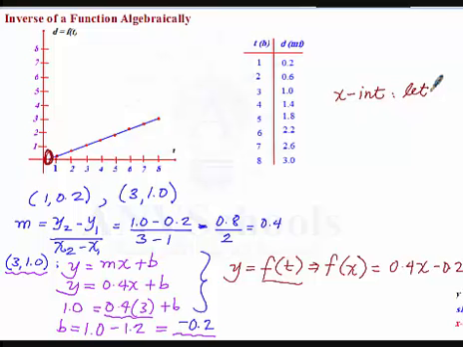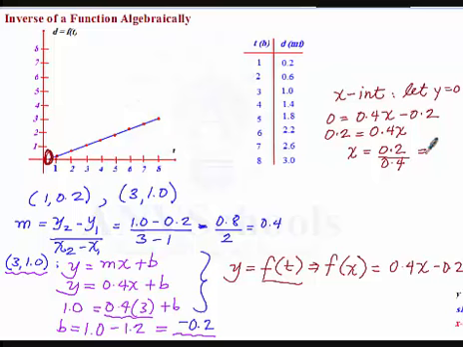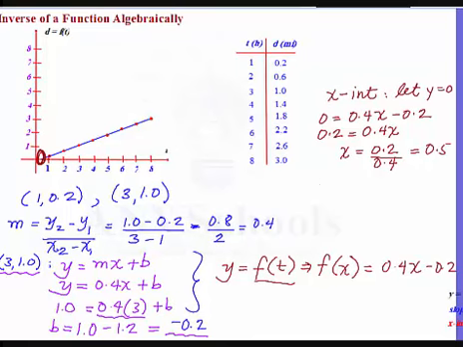let y is equal to 0. So if our y is equal to 0, 0 then would be equal to 0.4x minus 0.2. And 0.2 by means of transposition, we have 0.4x. And our x would be 0.2 over 0.4, which is just 1/2. So that's 0.5.